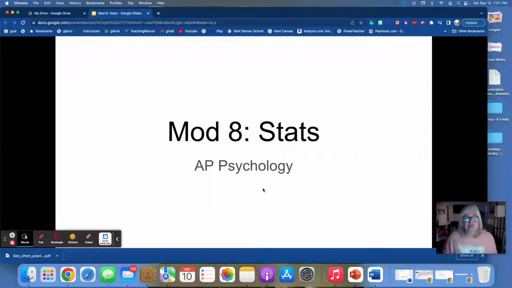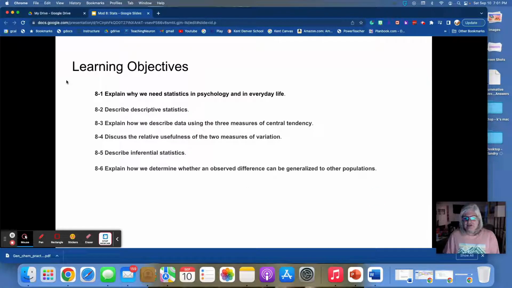In class, we're going to be doing this a little differently, so make sure to take some good notes for use in class. So let's start with learning objectives. I'm not going to read these to you. Basically, we're going to look at two types of stats. We're going to look at descriptive statistics and inferential, and then we're going to take a look at some things about how you can use them and what to watch out for.